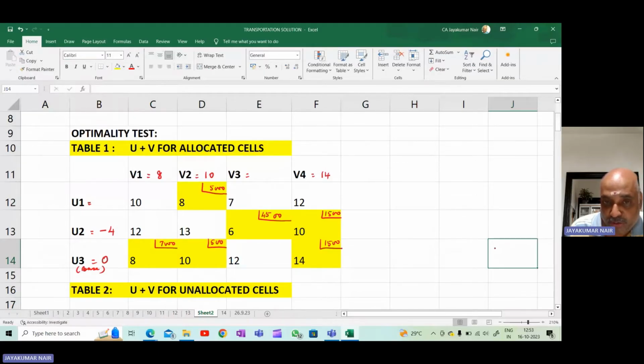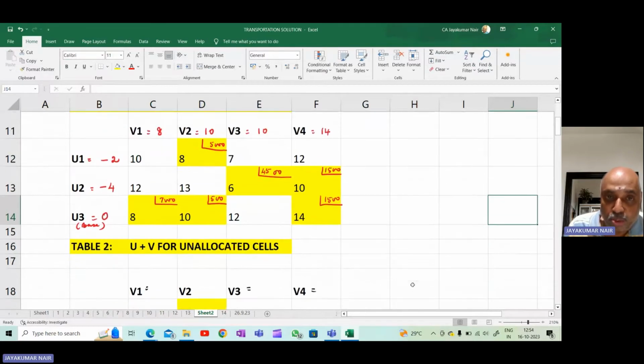Minus 4 plus what will give you 6? It is 10. So 10 minus 4 will give you 6. So we calculated V1, V2, V3, V4. The last one we have to calculate is U1. Now since this is 10, 10 plus what will give you 8? It is minus 2. So in this table, we have already calculated the U values and the V values. I hope you have understood.